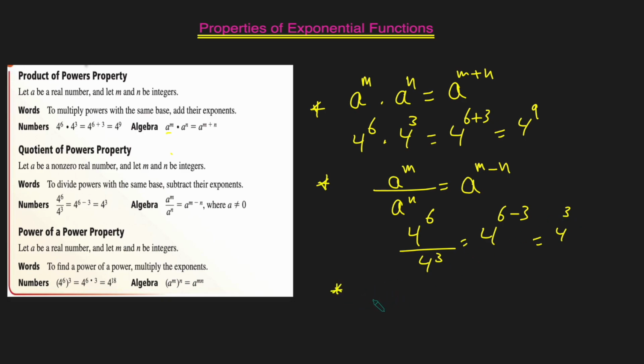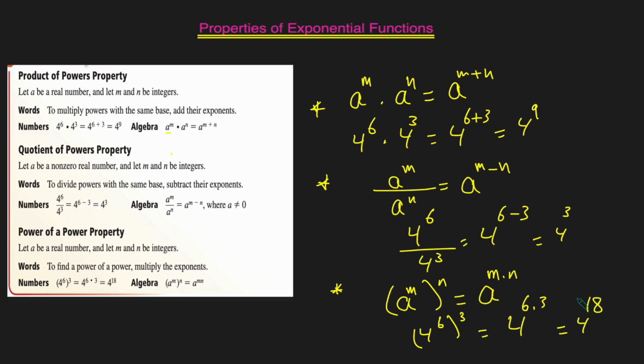The third property is the power of a power property. If we have an exponent a raised to the m and all of it is raised to the n, then it will be a multiplier, a to the m times n. An example, if we have 4 to the 6th all to the 3, then that would be 4 to the 6 times 3, or 4 to the 18.